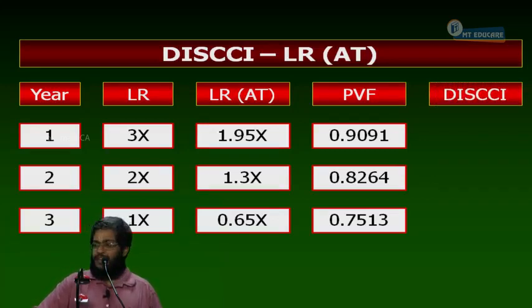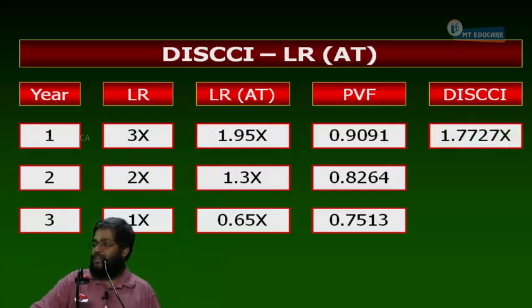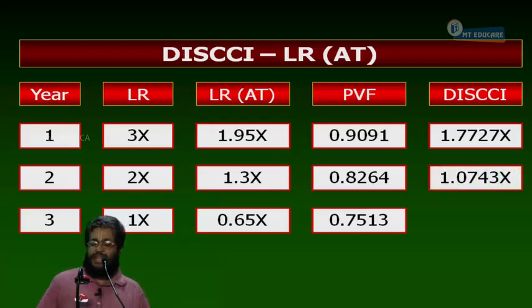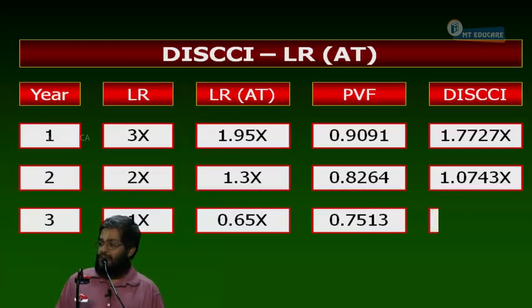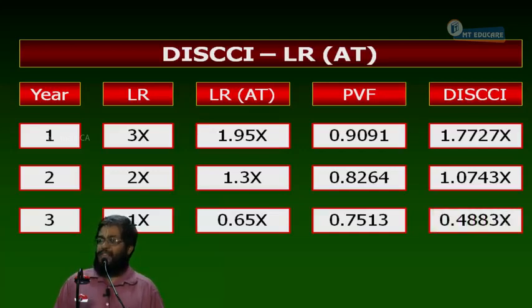Lease rental is an inflow or not? Discounted lease rental. 1.95x into 0.9091. I want the number. What is the number here? 1.7727x. 1.3 into 0.8264. Tell me the number. 1.0743x. 0.65 into 0.7513 is equal to 0.4883x.